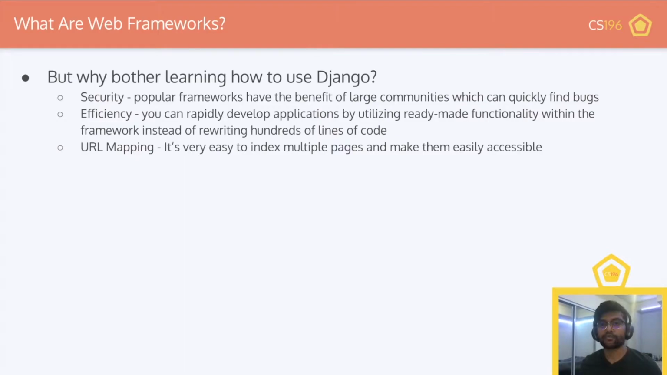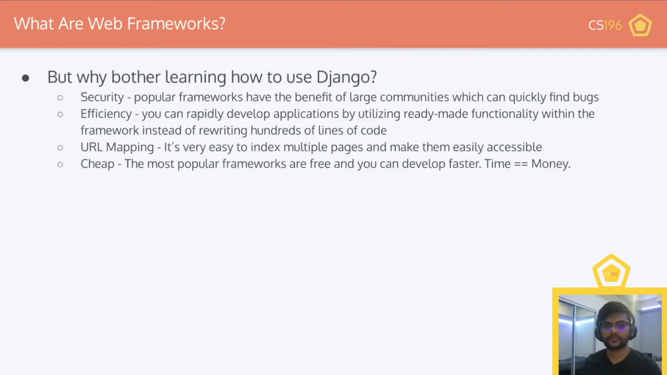URL mapping is really easy to keep track of multiple pages, and especially with large projects, it's very easy to index them and make them all easily accessible. And cheap. The most popular frameworks are free, and you can develop faster. And time is money, so the faster you can develop, the more money you save.